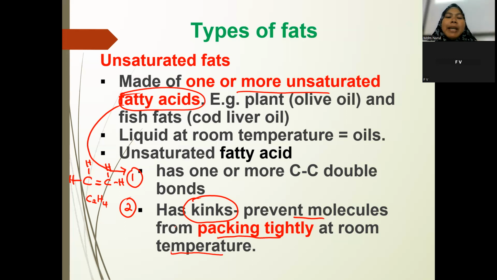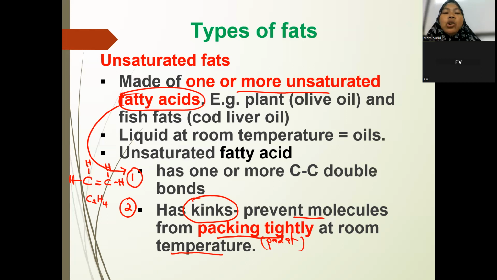Apa maksud not packing tightly? Dia tak jadi penuh. Maksudnya dia akan pastikan molekul tu hidrogen dia tak akan penuh. Padat ataupun padat kita panggil. Right? Faham eh? Kink prevent the molecule from packing tightly ataupun kita panggil padat lah. Dia menghalang molekul tu jadi padat. Kalau dia jadi padat, dia akan tukar jadi tepu. Bila tepu dia akan jadi solid.